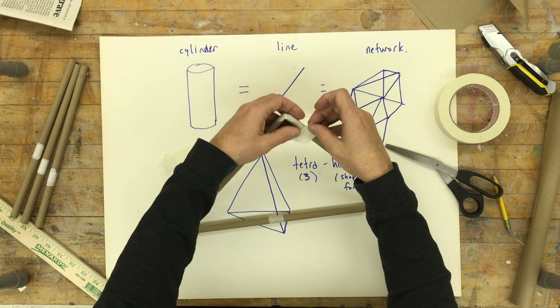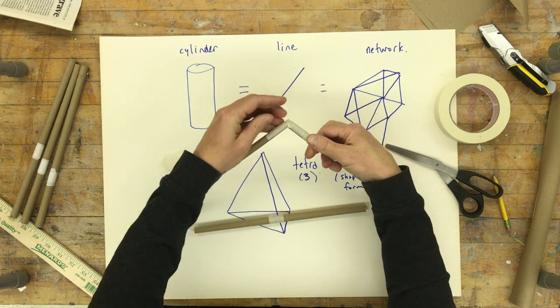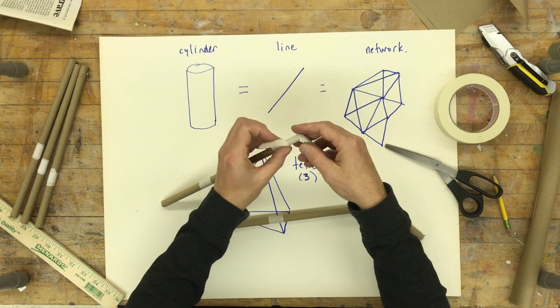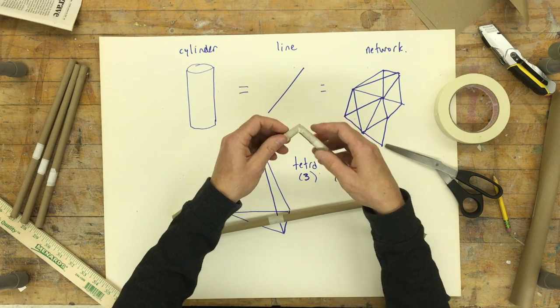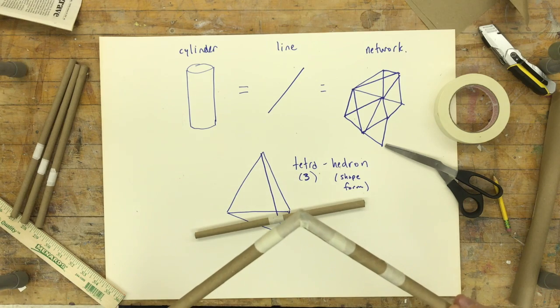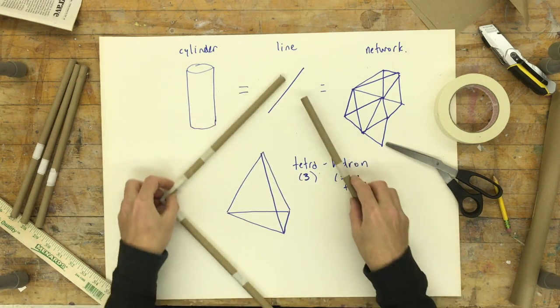And then lastly, I just want to go around that far side of the joint to make sure that that tape stays there. So that would be a really good joint right there. That would work just fine. So let's do that again.